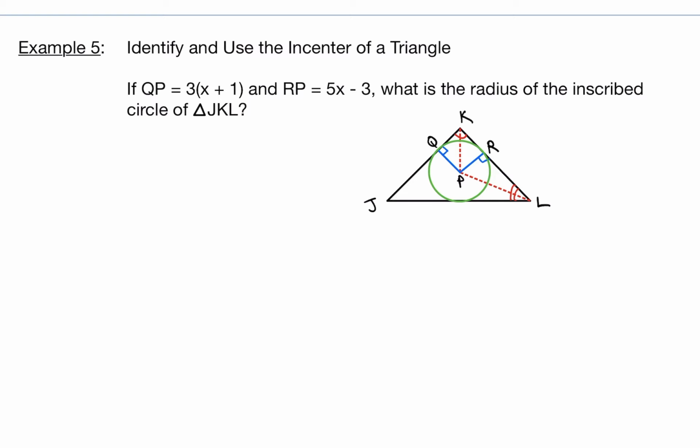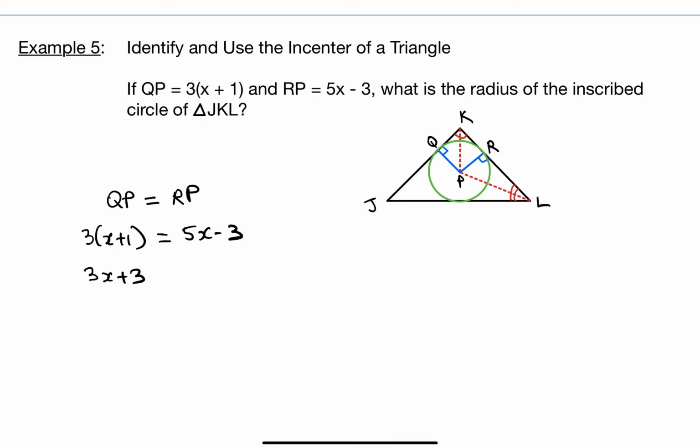So in other words, segment QP is equal to RP. Okay, well, we're told that QP is 3 times the quantity x plus 1, and we're going to set that equal to RP, which is 5x minus 3. So we can go ahead and solve for x first, and that's going to become 3x plus 3. Okay, we're going to use the distributive property, so we're going to multiply these first, and then multiply those next, and that's going to equal 5x minus 3.